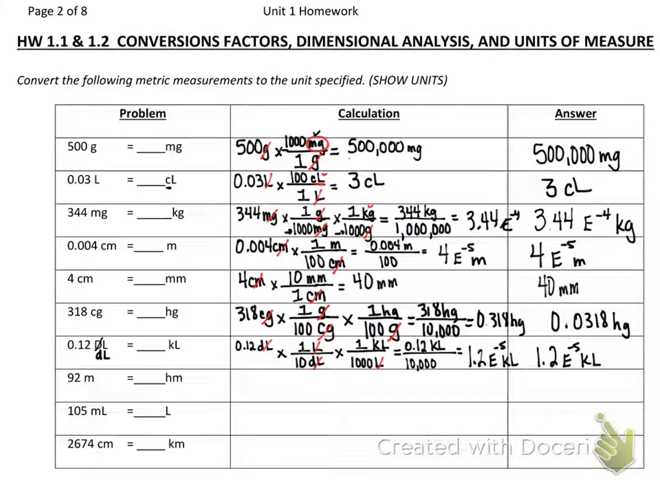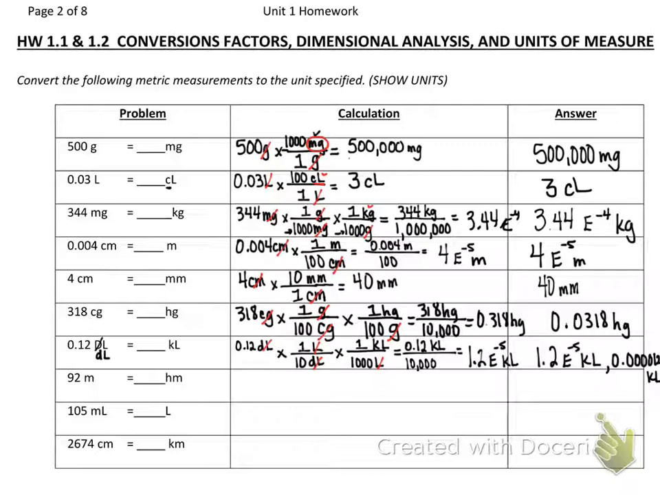Or this can also be written as 0.12 kiloliters. A very, very small number. Okay? Alright, but we'll cover that. We'll cover scientific notation next week.